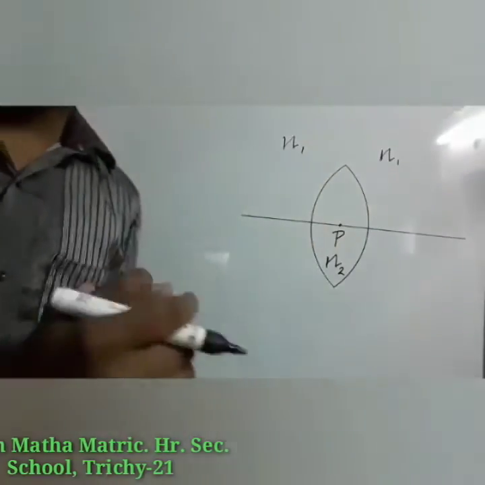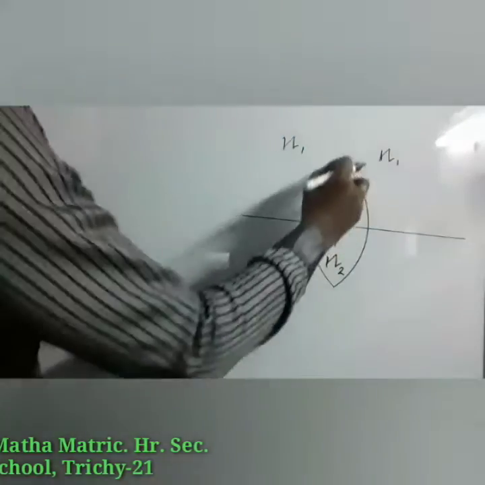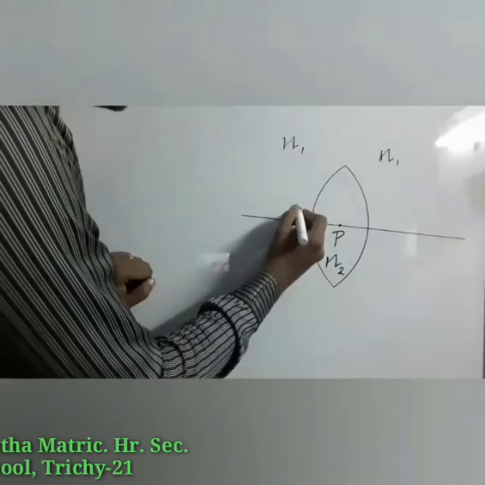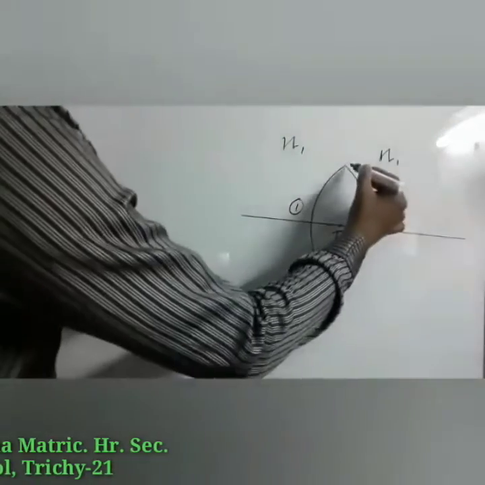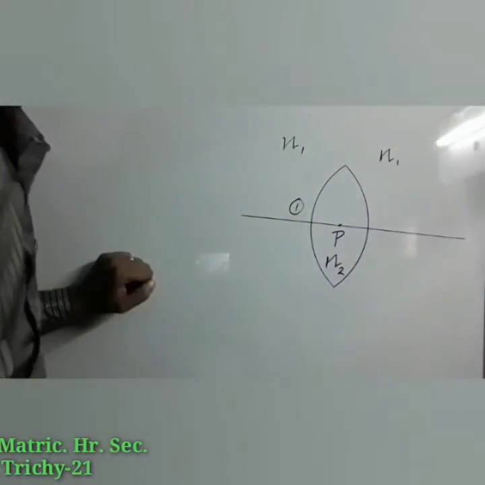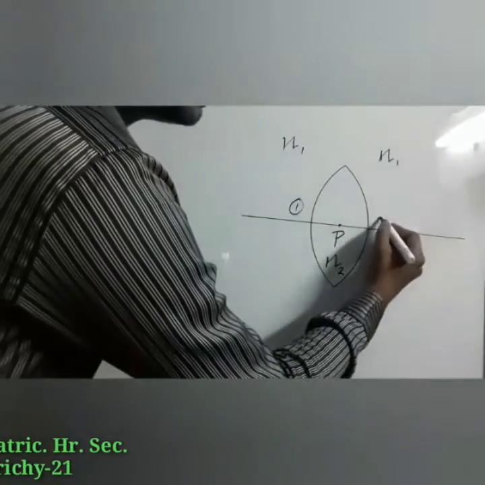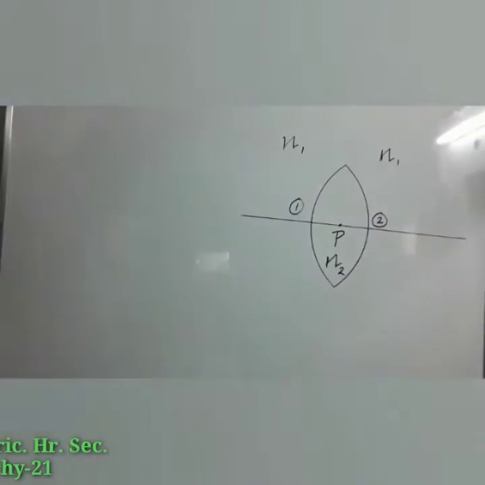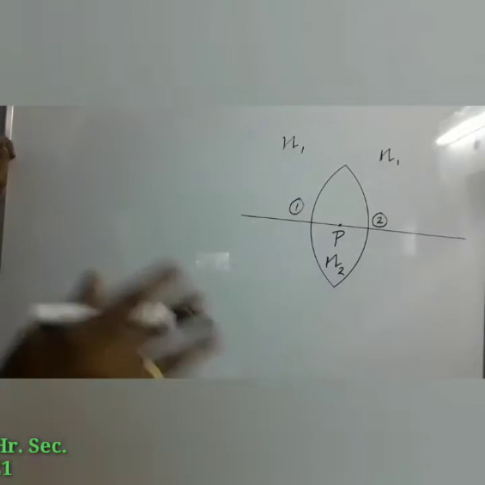In the given lens there are two spherical surfaces. So this spherical surface can be considered as the first surface. The spherical surface which is at the right side can be considered as the second spherical surface. Since it is made up of two spherical surfaces, it has two radii of curvature.